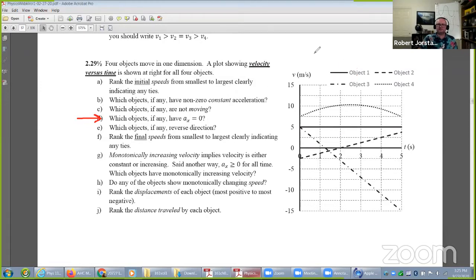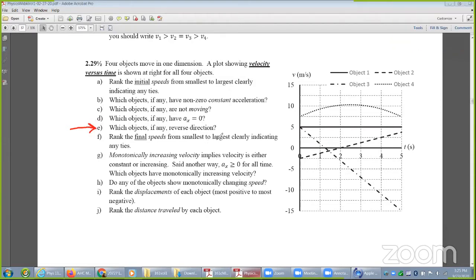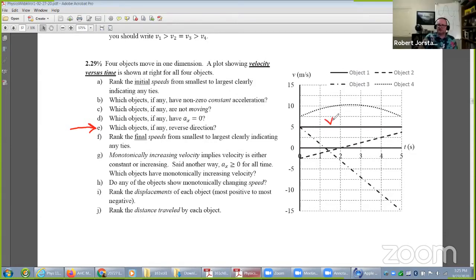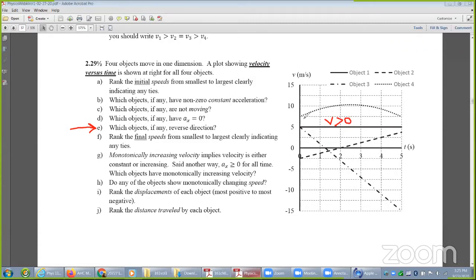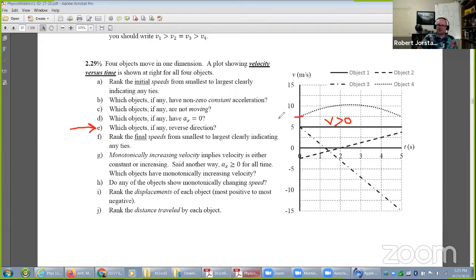All right. Which objects reverse direction? 1. No, not 1. Do you agree? 4. Okay, somebody said pick 3. 4. Okay, let's look at 4. Here, the velocity is 7.5 and it's positive, so it's moving to the right. Here, the velocity is 10. It's still moving to the right. Then it slows down, but it's still 7.5. That was a good guess. This curve is actually always moving to the right.